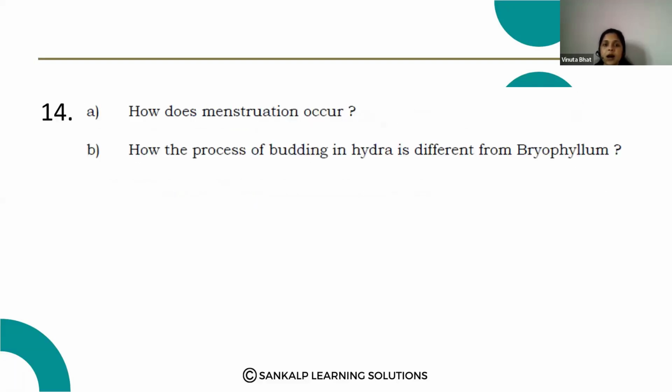Next question. How does menstruation occur? How is the process of budding in hydra different from that in bryophyllum? Note down both questions.